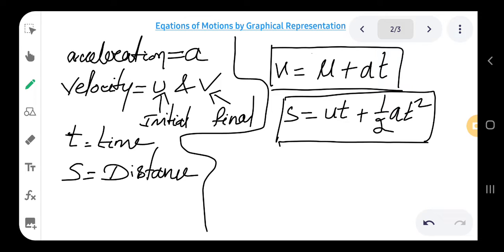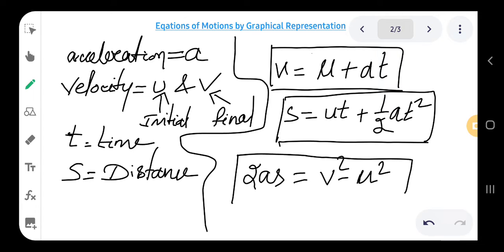Okay, then next one is 2as equals v square minus u square. That means square of final velocity minus square of initial velocity is equal to 2as, 2 into acceleration into distance. Okay, so these are the three relation equations you have to remember. This is very important.